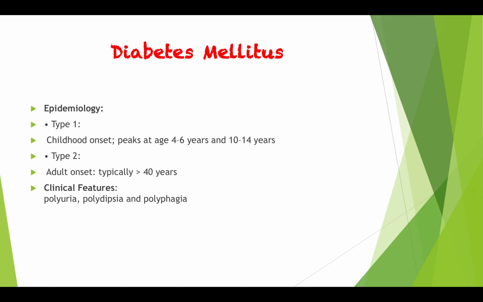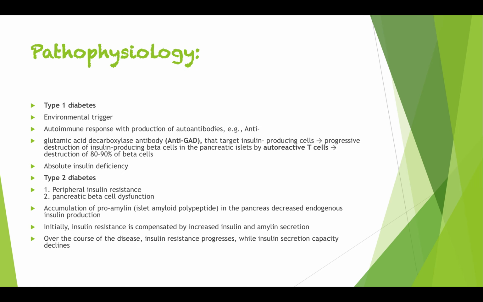Diabetes mellitus. We have two types. Type 1, which is childhood onset. It peaks at the ages of 4 to 6 years and 10 to 14 years. Type 2, adult onset, typically occurs after the age of 40. The clinical features are almost the same: polyuria, polydipsia, polyphagia. The pathophysiology, however, is different in type 1 from type 2.